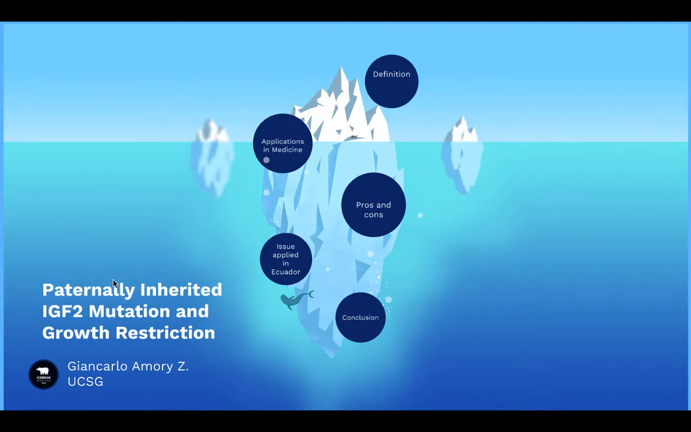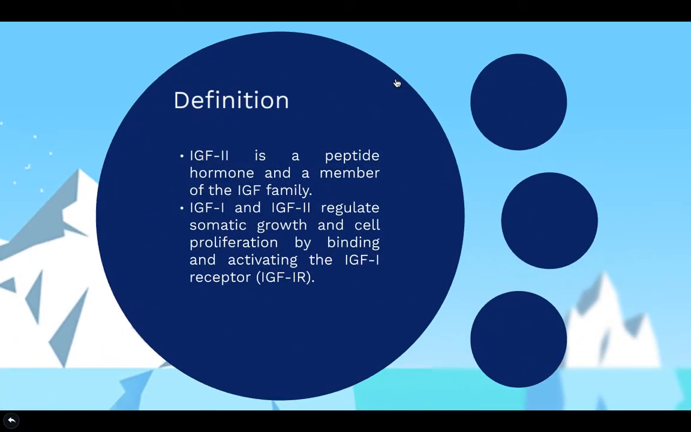Paternally inherited IGF2 mutation and growth restriction. The definition: IGF2 is a peptide hormone and a member of the IGF family. IGF1 and IGF2 regulate somatic growth and cell proliferation by binding and activating the IGF1 receptor.